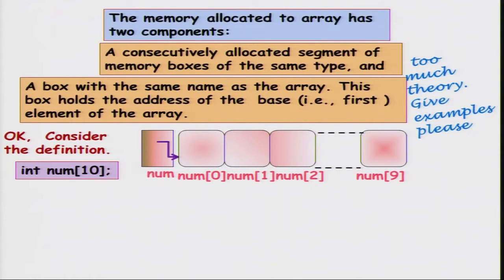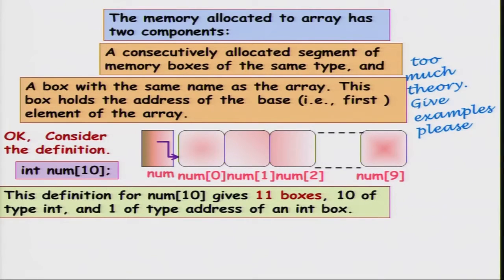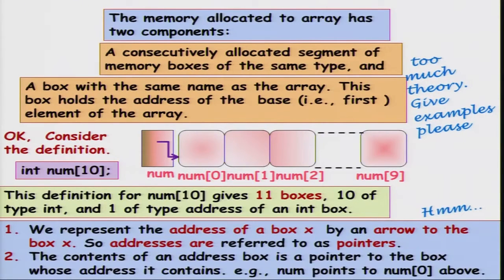So, num[0] through num[9] are located somewhere in memory. Maybe this is memory location 1000. So, num contains the number 1000, which indicates that the address of the first location in the array is 1000, or num points to the memory location 1000. Conceptually this gives 11 boxes: 10 integer boxes plus one box which holds the address of the first box. Now, we represent the address of a box x by an arrow to the box x. So, addresses are referred to as pointers.